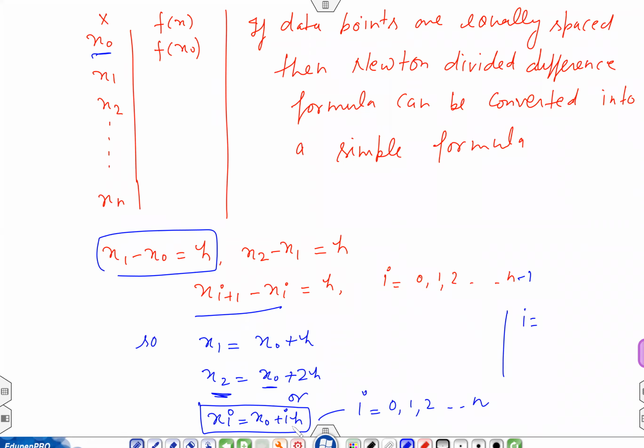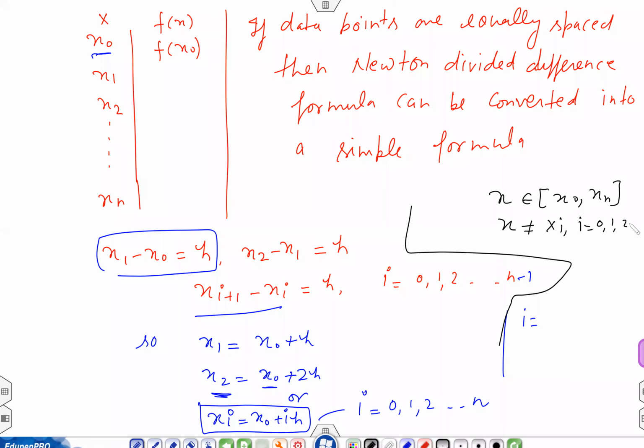One more thing I want to explain here. Let x be any general point that belongs to the interval x0 to xn, and this x is not equal to any of xi, where i equal to 0, 1, 2, up to n.